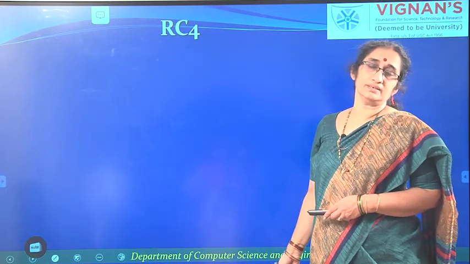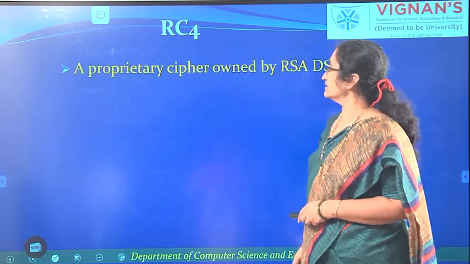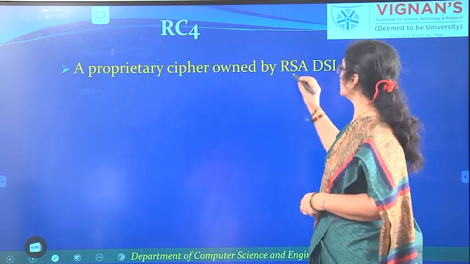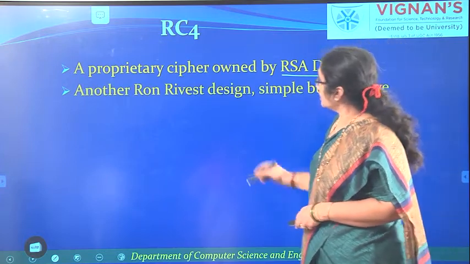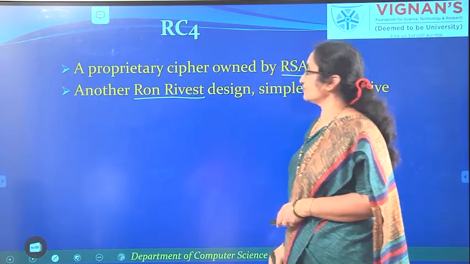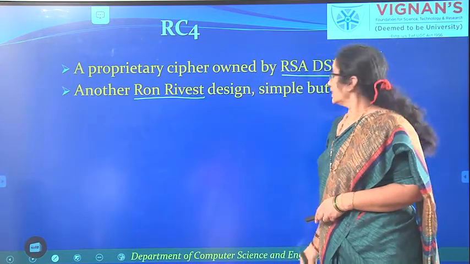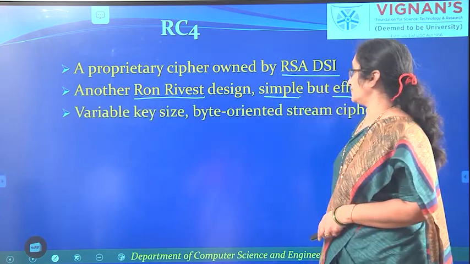Now let us see this RC4 algorithm. RC4 is a stream cipher, and it was owned by RSA Labs. The person who came up with this particular cipher is Ron Rivest, and it is a simple and effective cipher.